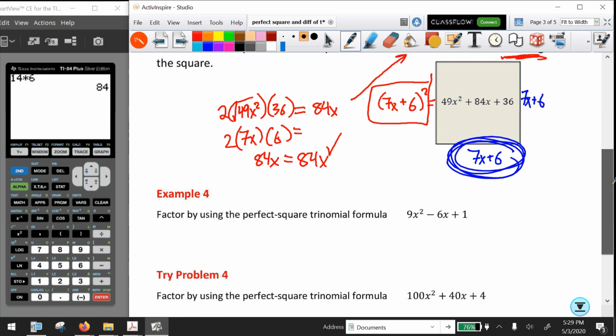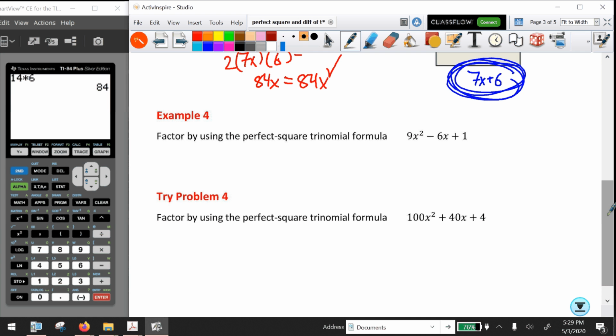All right, one more example. Factor this perfect square trinomial: 9x squared minus 6x plus 1. We have to verify that this is in fact a perfect square trinomial. Is the middle term, negative 6x, equal to negative 2 multiplied by the square root of the first term, 9x squared, multiplied by the square root of the last term, 1? If this is in fact equal to that, then it is a perfect square trinomial.